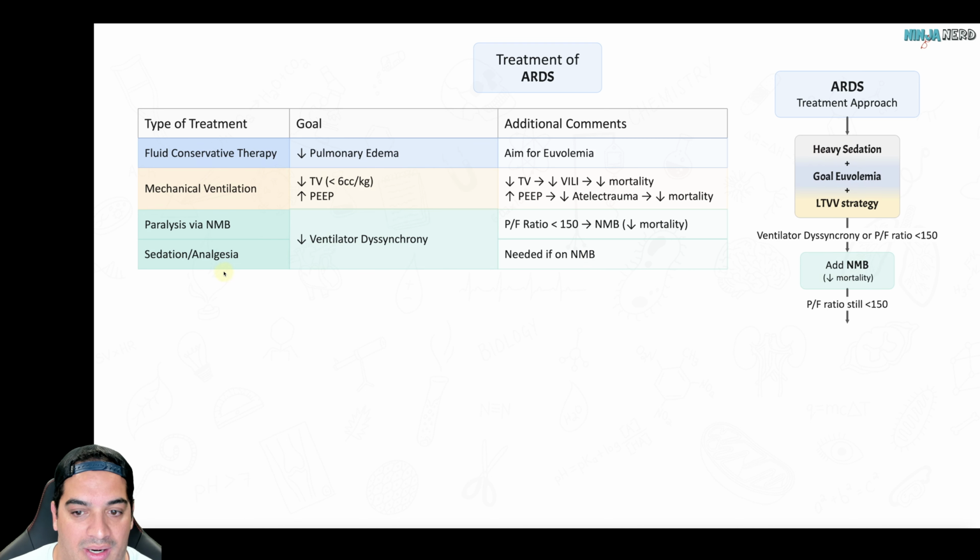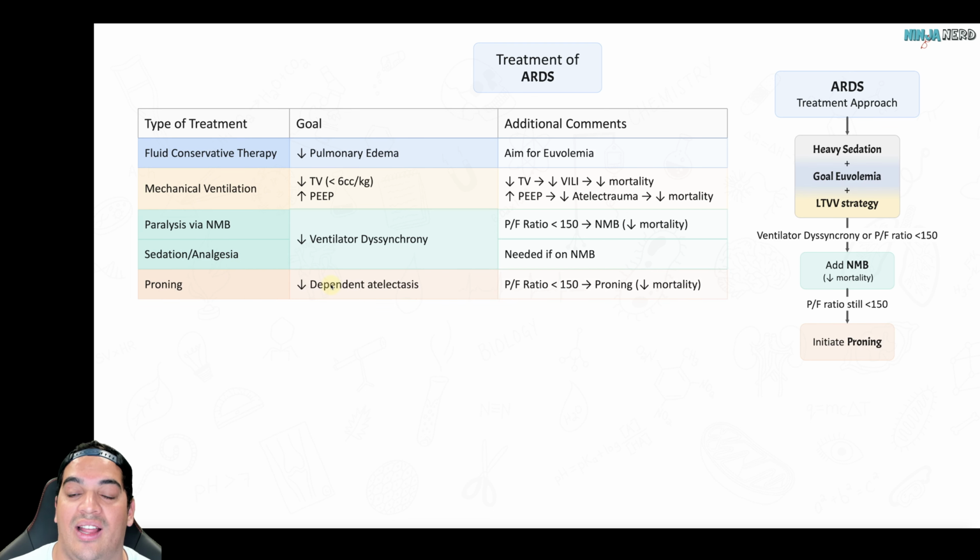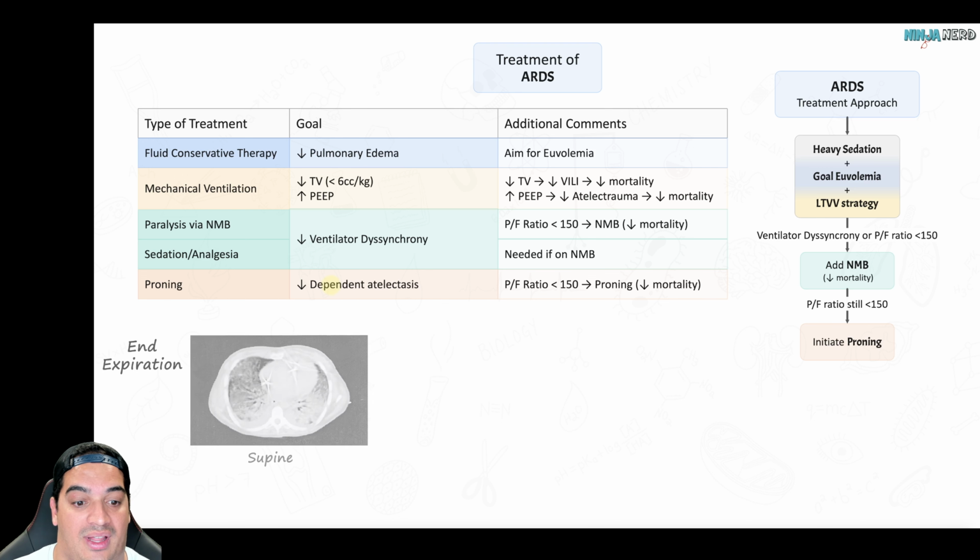The next concept here is, if we have this patient on neuromuscular blockade, heavy sedation, goal euvolemia, low tidal volume ventilation strategy, and they're still having a PF less than 150, the data says you should prone these patients. The reason proning is really important is it reduces the dependent atelectasis. This is kind of interesting here. So we do this when the PF ratio is less than 150 and they've failed everything above because it's been shown to reduce mortality. So we want to do mortality reducing things.